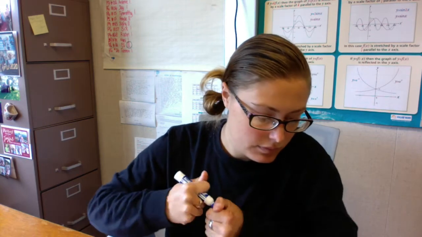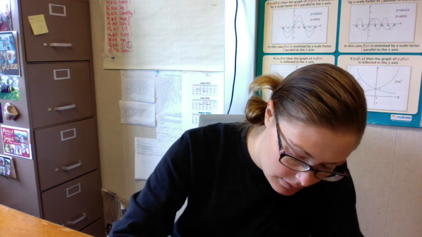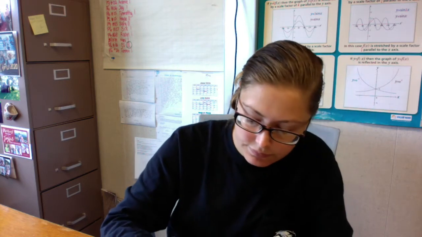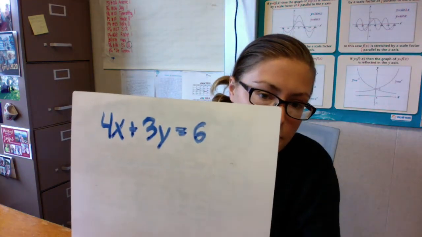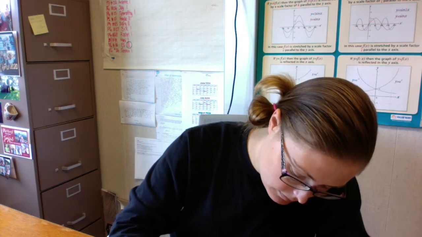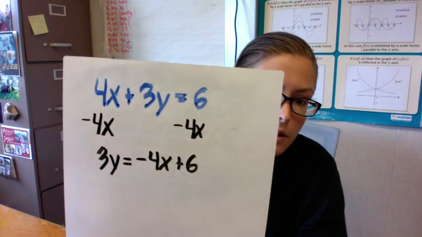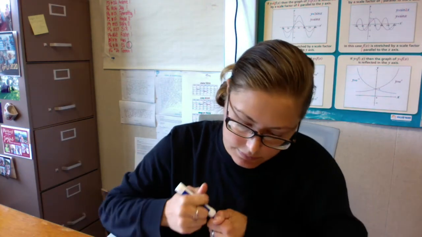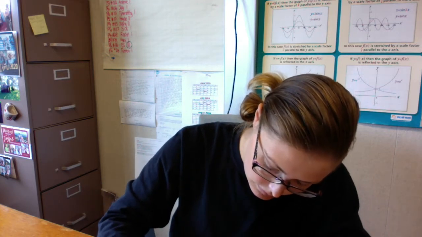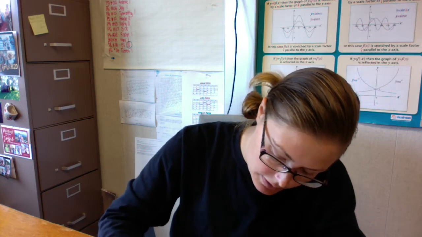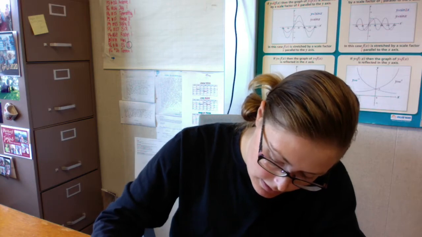Okay, next one's another graphing. This time we have 4x plus 3y is equal to 6. So we're going to subtract 4x from both sides. So we get 3y is equal to negative 4x plus 6. Then we're going to divide everything by 3. So we have y is equal to negative 4/3 x plus 2.